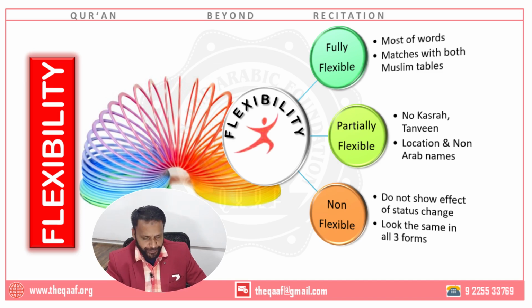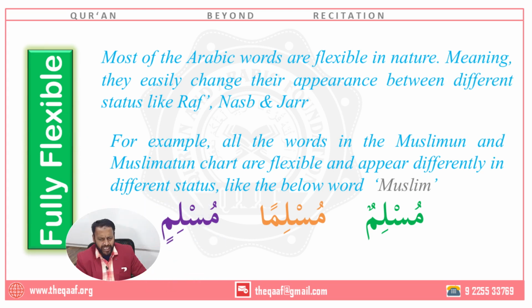Okay, fine. Let's take a look at some examples. So fully flexible, as I told you, we don't need to study it, it is the default. Most of what we are reading is fully flexible. So for example, if you say Muslimun, Musliman, Muslimin, if a word behaves like this, it's a fully flexible word because I can easily make out rafa, nasb, jar. So if you can do that, that's a fully flexible word. So what we need to study is non-flexible and partially flexible. Remaining everything is fully flexible.